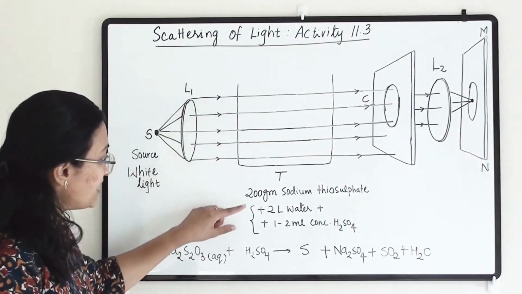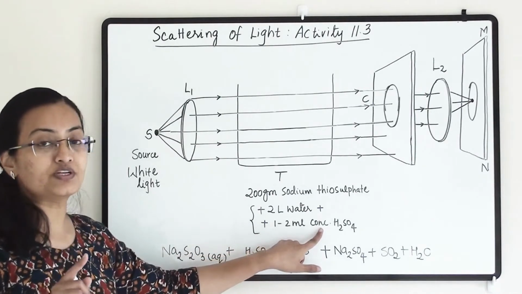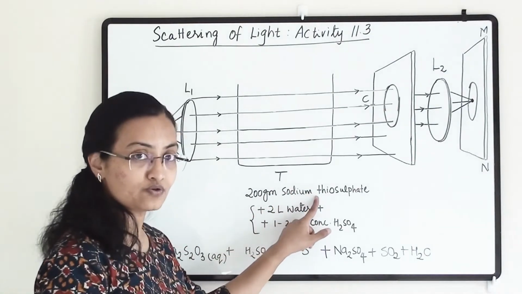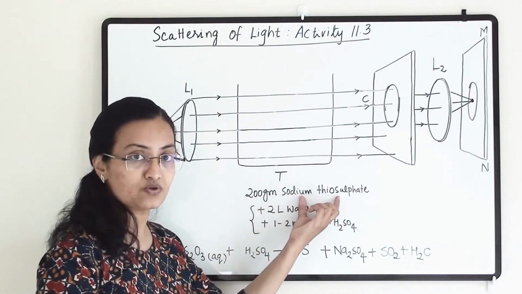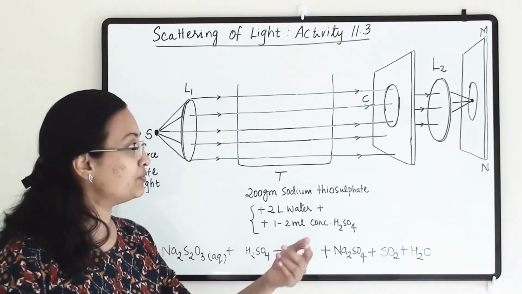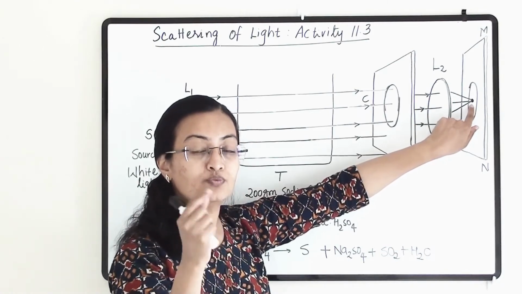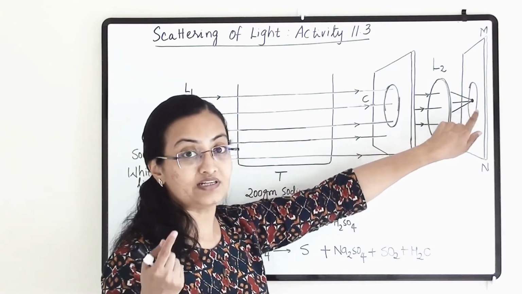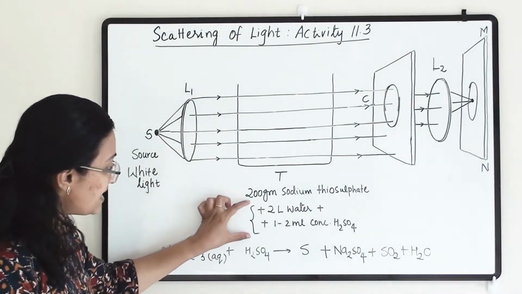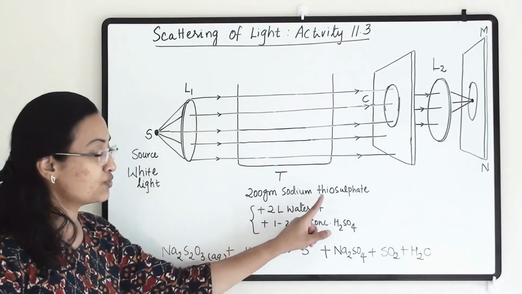So in this tank we have taken 2 liters of water and we have added 1 to 2 ml of concentrated sulfuric acid. Once everything is ready, we are going to add sodium thiosulfate, that is 200 gram of sodium thiosulfate. Once we add this, after 1 to 2 minutes our reaction will start and we will be able to see that the white color beam will change and it will continuously change its color. So let us understand how and why. In this activity, these two things we are taking into the tank, and once this setup is ready we are going to add sodium thiosulfate.